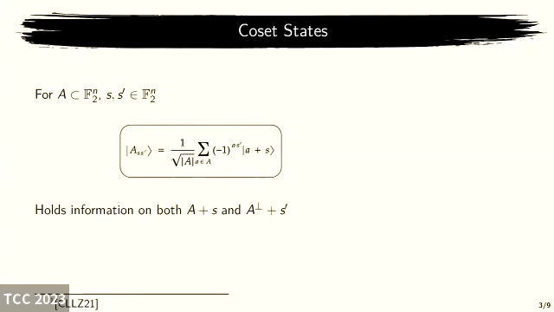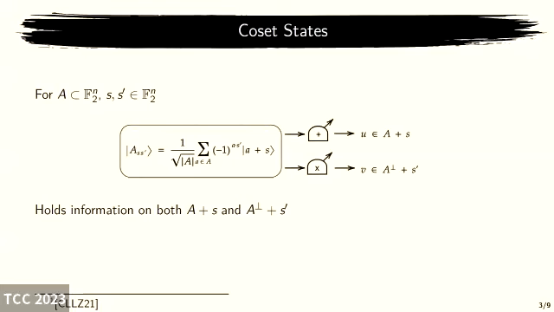So how do we build this kind of primitive? First, I want to mention that in a lot of copy protection schemes in the literature, the quantum states that are used are coset states. A coset state can be seen as follows: given a subspace A and two vectors s and s prime, it is the superposition over all the vectors in A plus s, and in some way also the superposition over all the vectors in A plus s prime, which I will call the dual coset.